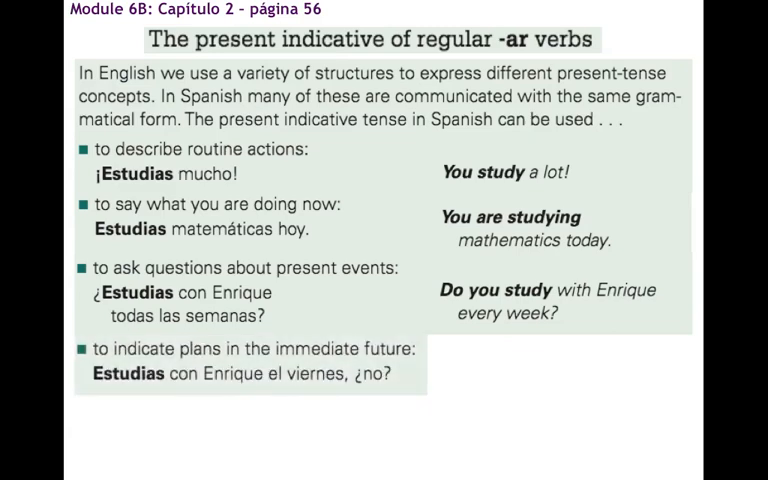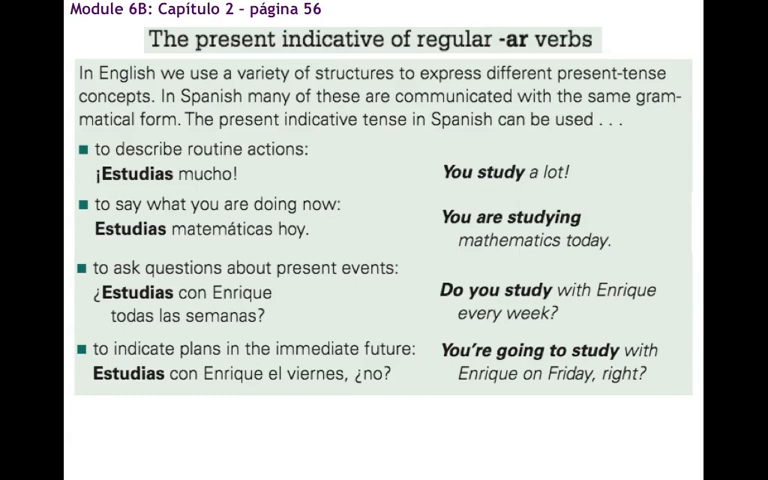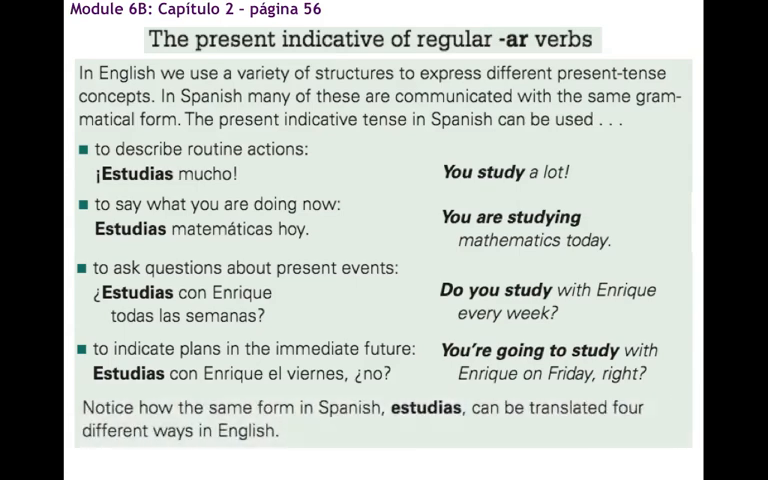And finally, the present indicative tense can be used to indicate plans in the immediate future. ¿Estudias con Enrique el viernes? No. You're going to study with Enrique on Friday, right? So notice how the same form in Spanish, estudias, can be translated four different ways in English.